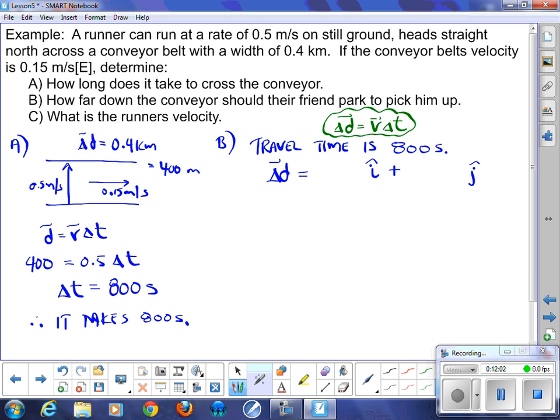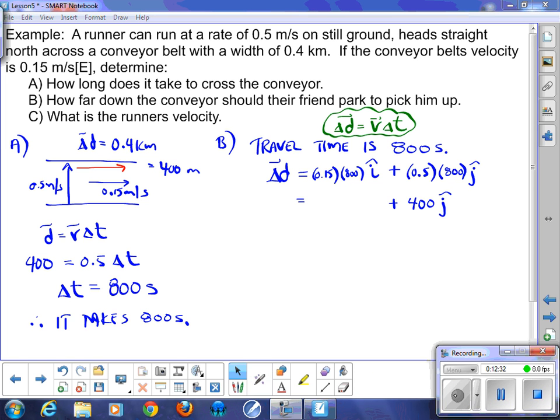So in the I direction, which is, in this case, toward the east, all right, my velocity is 0.15, and the time is 800. In the J direction, I know it's half a meter per second for 800. So that would mean my displacement then is 400 J, which makes sense. That is how far it is across the conveyor. And 0.15 times 800 would equal 120. So there's my displacement vector.